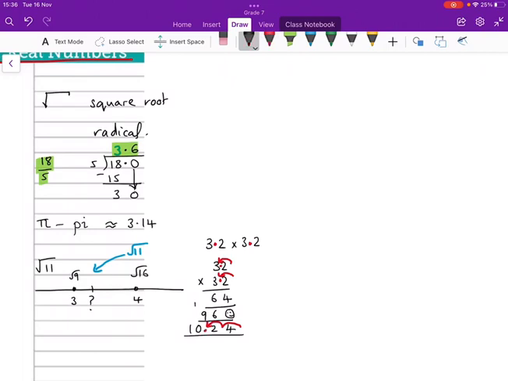Okay, this is too small. We wanted the root of 11. We wanted the number 11. And this is 10.24, so this is too small. So if I just write this in here, 3.2, the root of 11 is actually bigger than that. But where exactly? It's definitely smaller than 4. So let's keep going. Let's try 3.3 maybe, times 3.3.